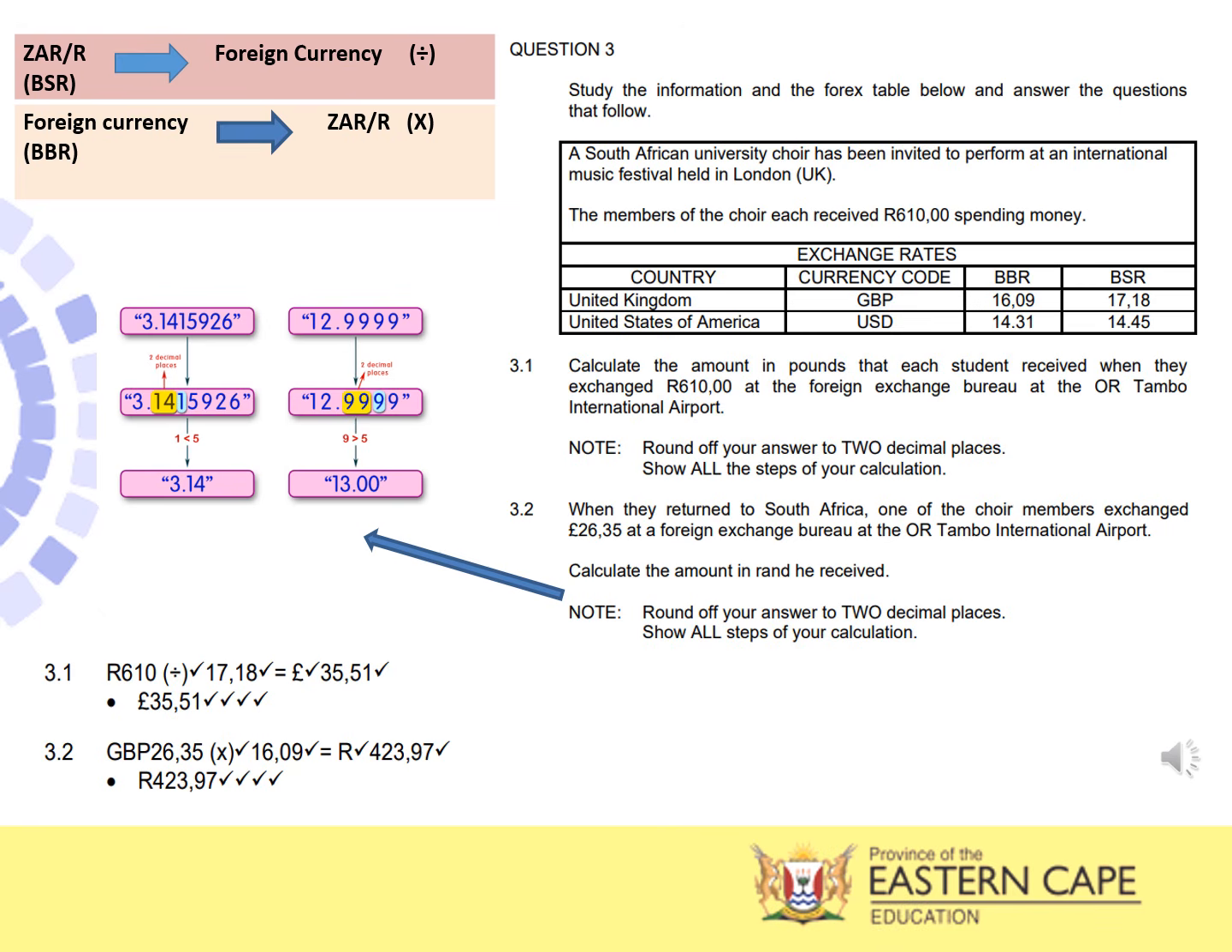If you're given ZAR, you divide by the bank selling rate. If you are given foreign currency and you need to convert it to ZAR, you multiply by the bank buying rate. Know what currency which country is using. You must know the US dollar, pound sterling, and euro, which are foreign currencies regularly used in the exams. Note you will only exchange from the ZAR to foreign currency or from foreign currency to ZAR, never between two foreign currencies.